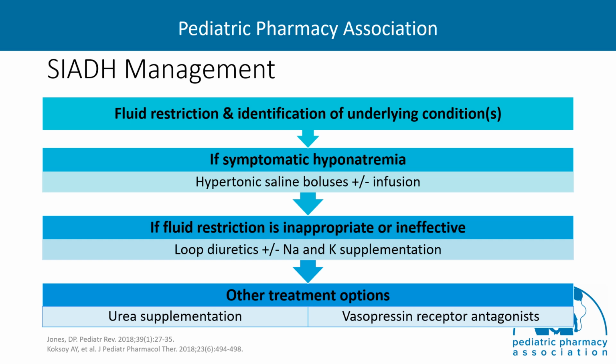If fluid restriction is inappropriate or ineffective, you could consider the addition of loop diuretics with sodium supplementation. If patients develop symptomatic hyponatremia, hypertonic saline boluses with or without infusions should be considered. Third-line treatment options include urea supplementation and vasopressin receptor antagonists. Historically, other medications were used in the management of SIADH. However, these are non-preferred due to side effects, and these include lithium and demeclocycline.